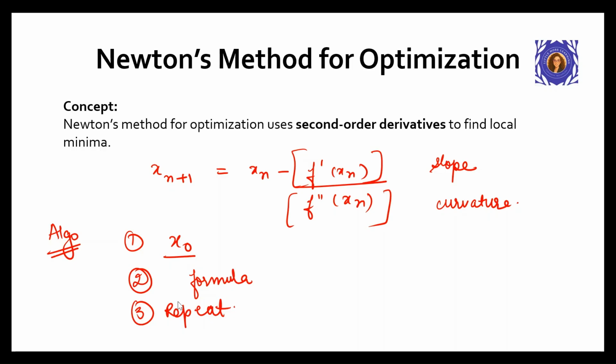Advantages are that firstly it has quadratic convergence, making it very fast, and it uses curvature information to make smarter updates. Whereas when it comes to disadvantages, it requires computing the second derivatives, that is quite complex in some questions. And it can fail at one specific condition, that is f double dash x equals 0. This is known as the point of inflection.